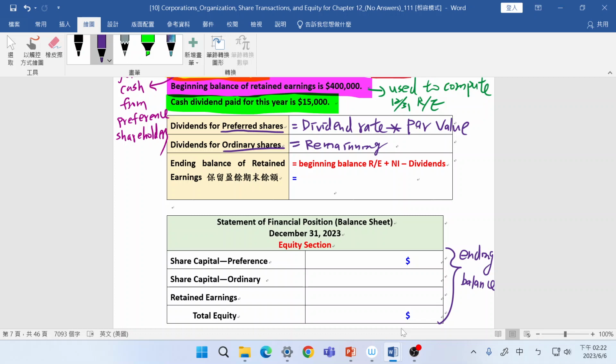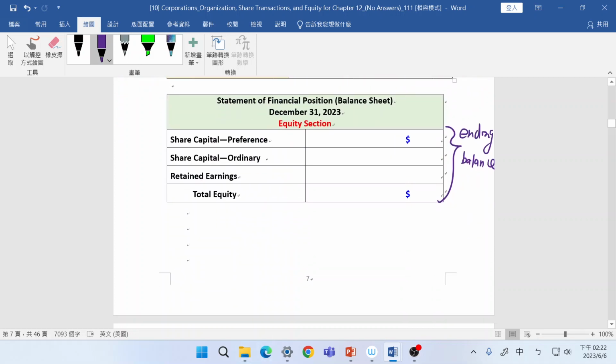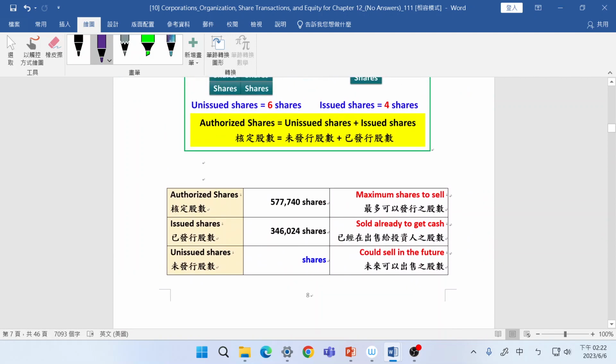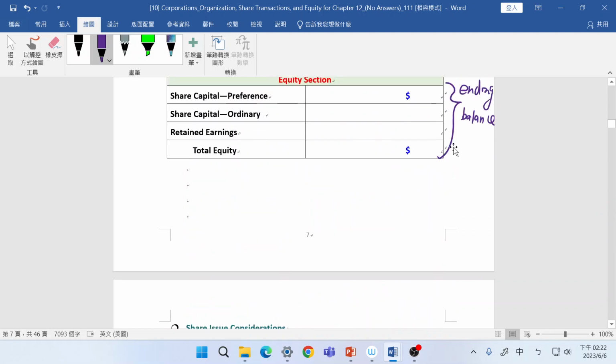So that's page 7. Also, finish page 8. Page 8, I told you authorized shares. I told you issued shares. Could you find out the shares still in your company? Okay, so that's page 7 and page 8. Please finish by yourself. Page 7 and page 8.